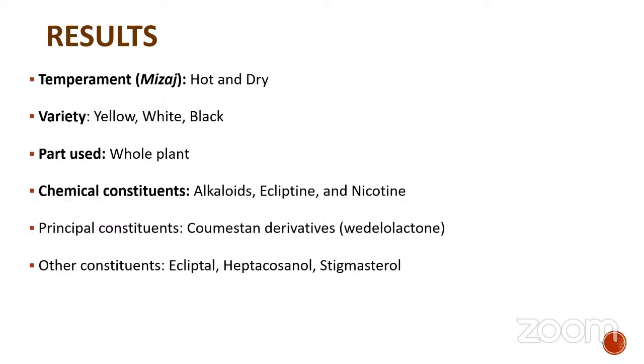Alkaloids, ecliptine, and nicotine are abundantly present. The principal constituents of Eclipta alba are cosmosterin derivatives, wedelolactone. Other constituents such as eclipталь, heptacosanol, and stigmasterol are also present.